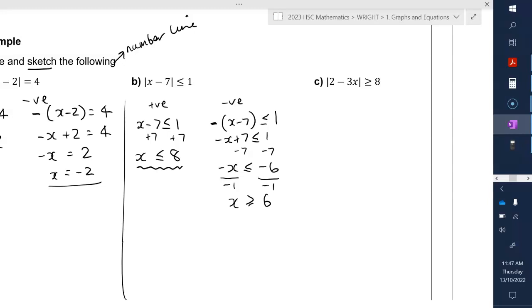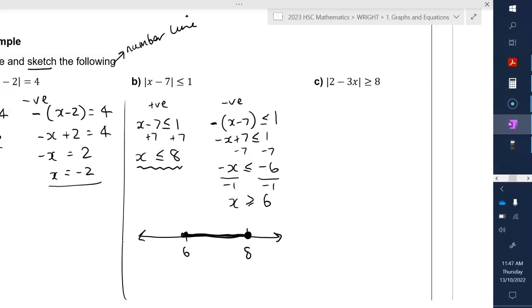And we can plot that one on a number line. So we've got 6, we've got 8, with coloured in circles. And we know x is less than or equal to 8, so we're down that way, and x is greater than or equal to 6. So we're in this range between 6 and 8 here.